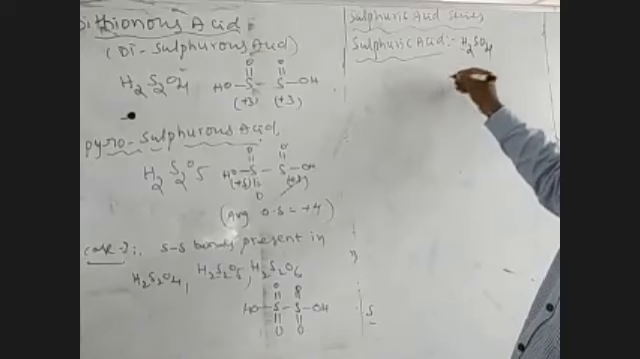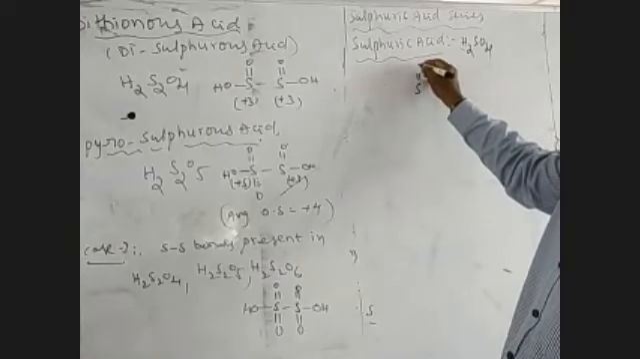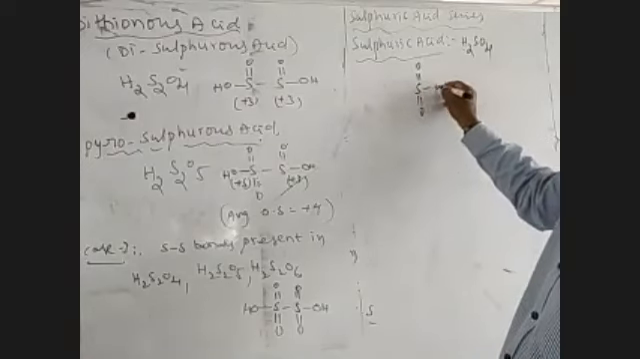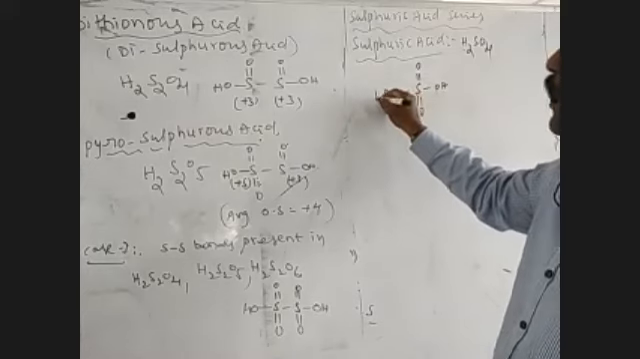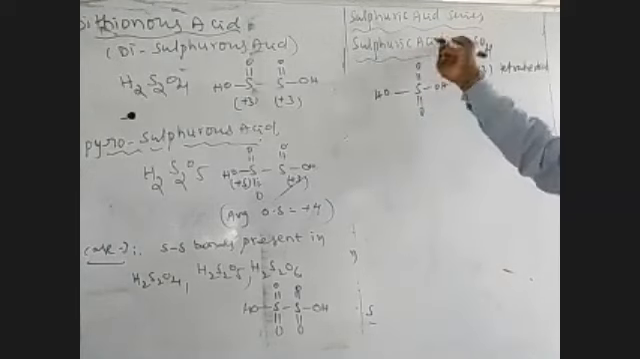The structure of the compound: double bond O, double bond O. Basicity of this acid is 2. It has 2 ionizable hydrogens. Sulfur undergoes sp3 hybridization. The shape of the molecule is tetrahedral geometry. H2SO3, sulfurous acid, is sp3 and pyramidal. Sulfuric acid H2SO4 is sp3 and tetrahedral.